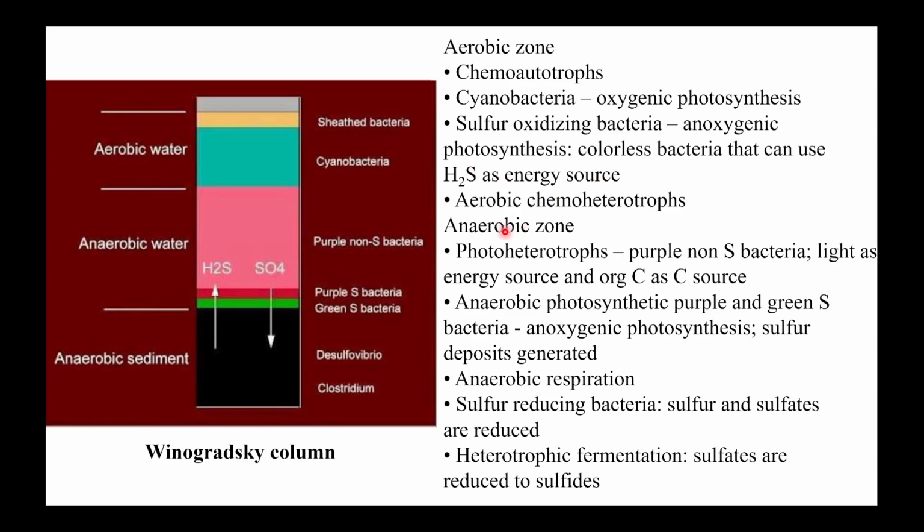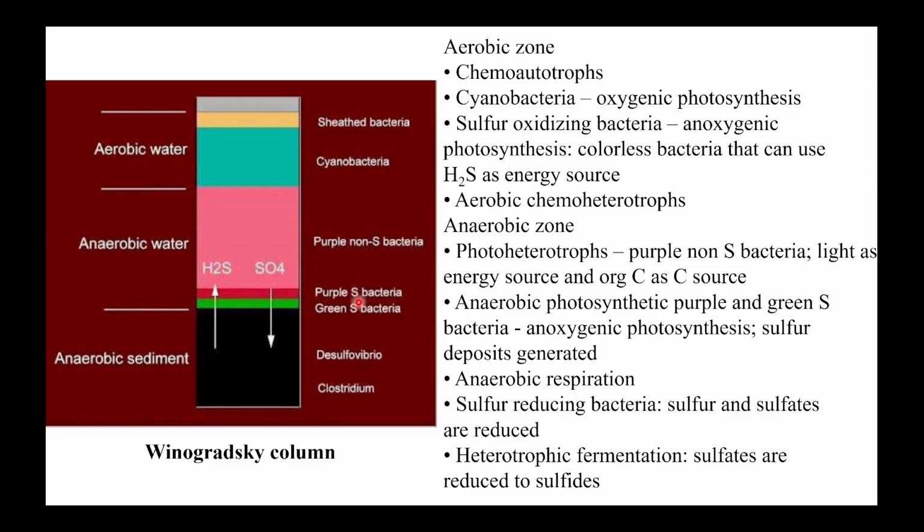Then come the photoheterotrophs, that are purple non-sulfur bacteria, which can use light as the energy source and organic carbon as the carbon source. So they will use the organic carbon from the soil as the carbon source, and the light that is penetrating in the anaerobic region as the energy source. Then we'll have anaerobic photosynthetic purple and green sulfur bacteria, and then anaerobic respiration will occur in this region.